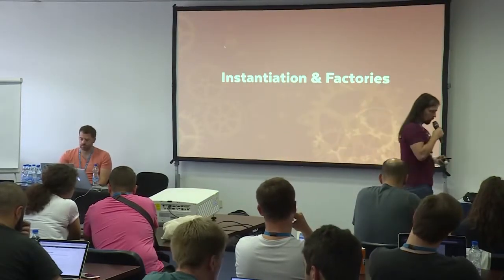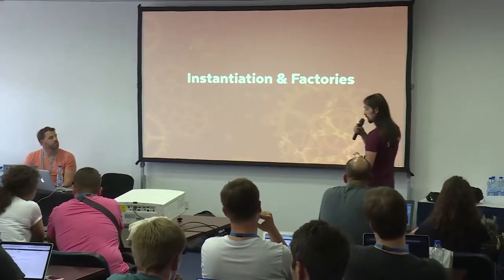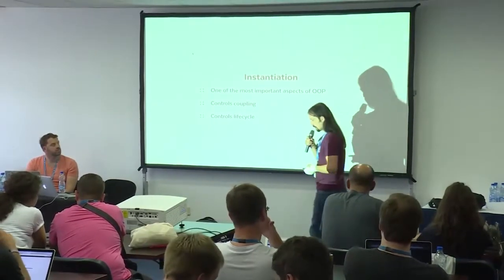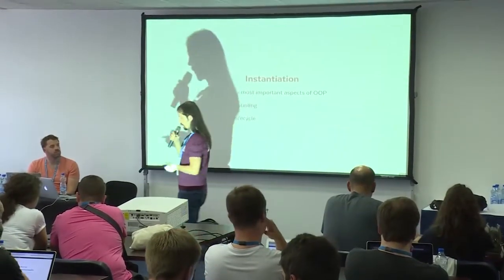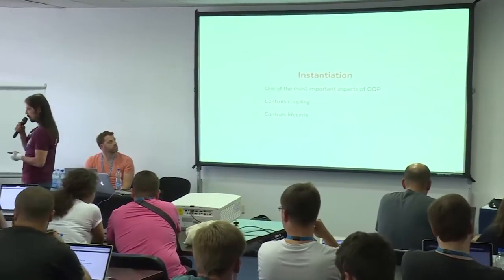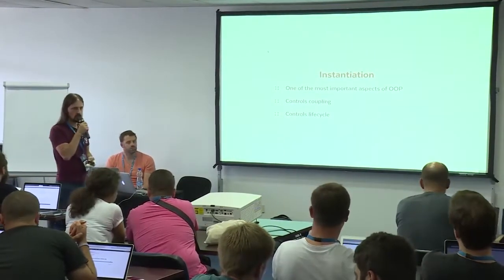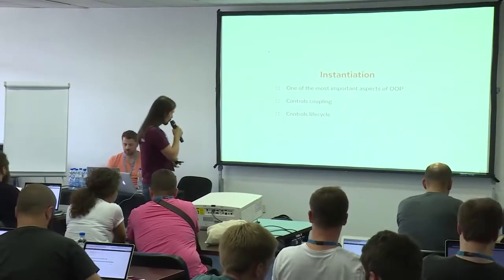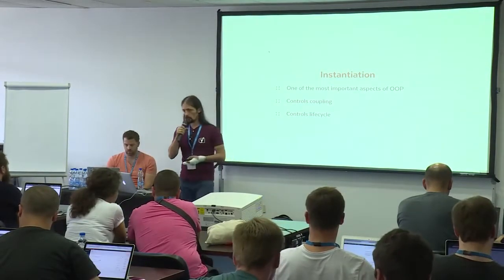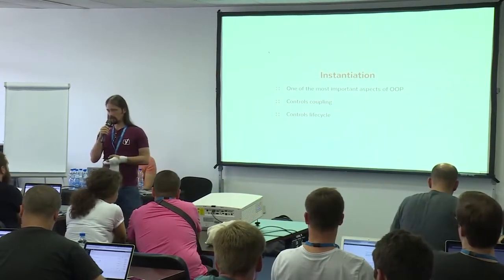That's where some of the first patterns come into play. First, I want to talk a bit about instantiation. Instantiation is one of the most fundamental aspects of object-oriented programming. You create classes, and then you can instantiate these classes to have objects. And the way you instantiate something controls the coupling between your objects and controls the life cycle of these objects.